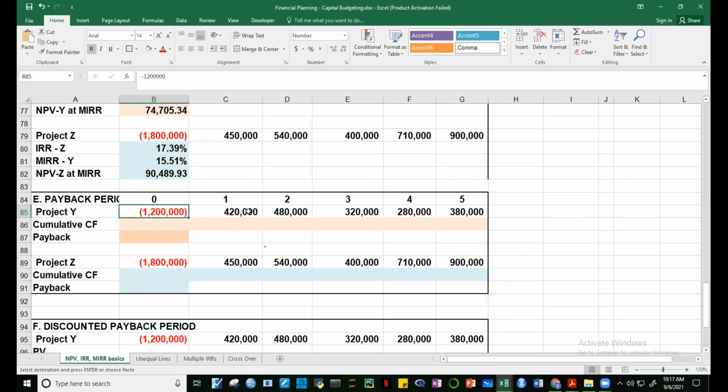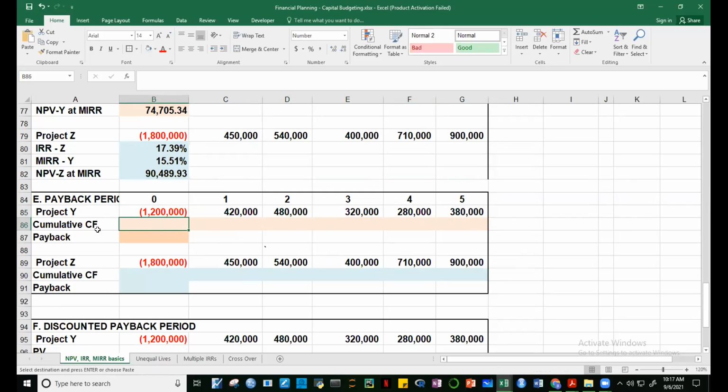So we can do this manually. 420 plus 480, that's 900, plus 320, that's 1220. So by the third year, guys, no? By the third year, recovered na natin yung initial investment natin na 1.2. Okay, but we need to show that mathematically.